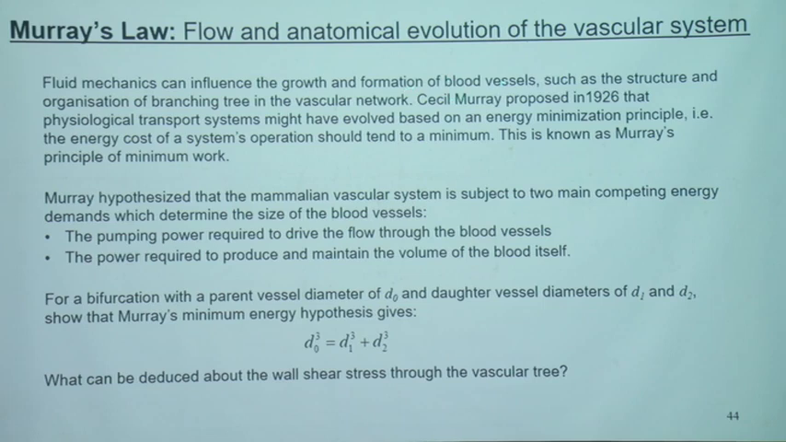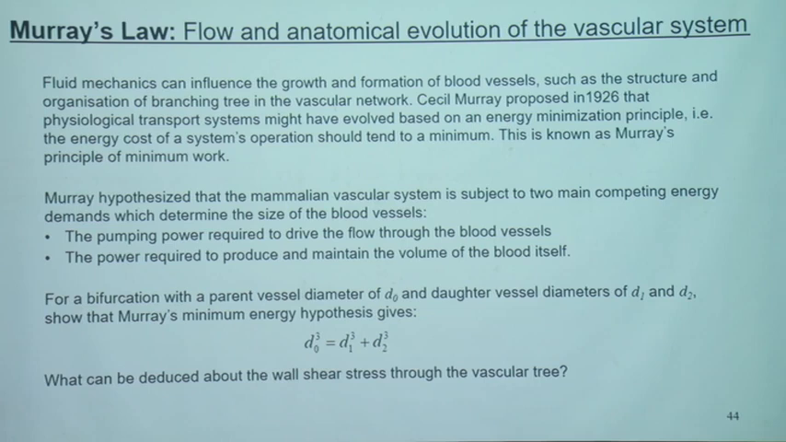of blood vessels, such that the structure and organization of the branching tree in the vascular network actually follows an energy minimization principle. In other words, if you write the total energy demand by considering these two components, and then you solve a minimization problem following the minimization principle, that will give you an optimal vasculature that requires the least energy to make the system function.